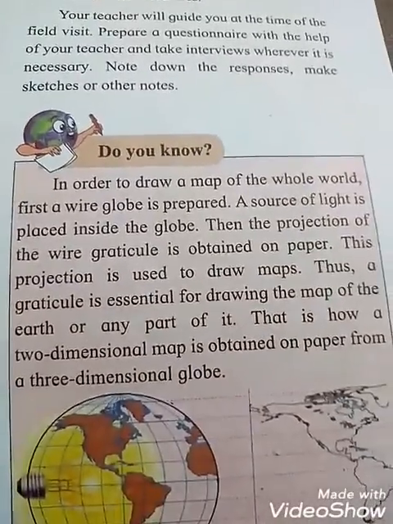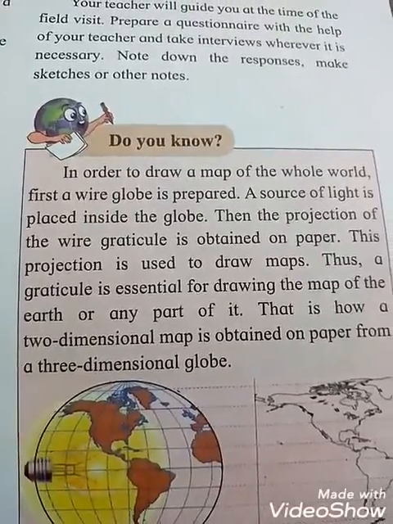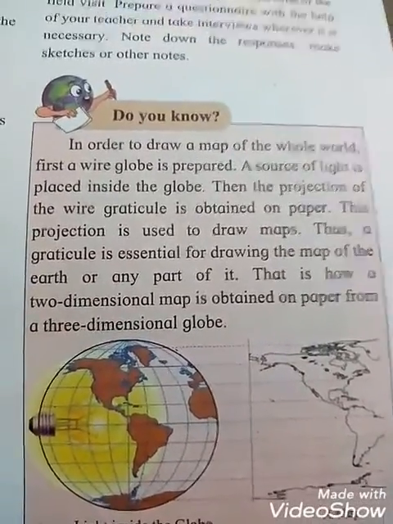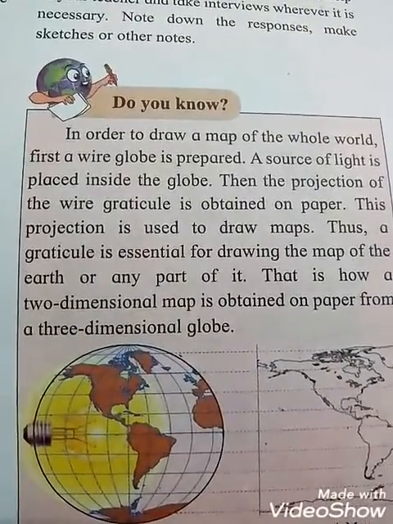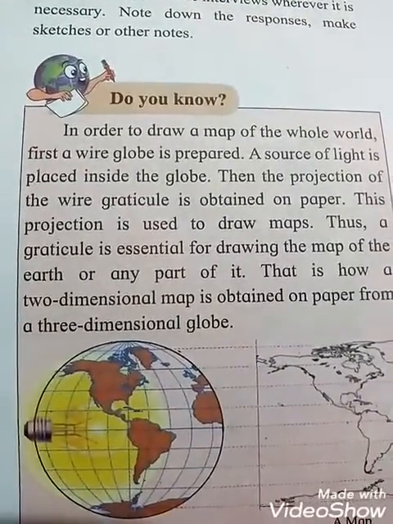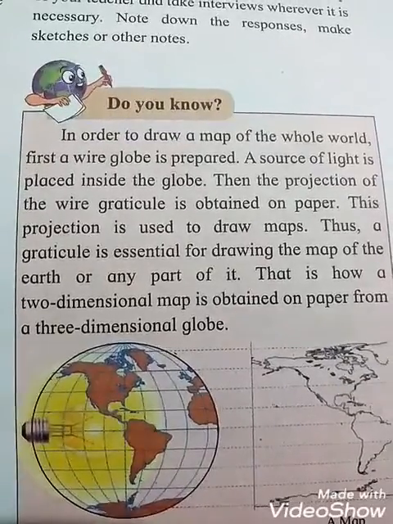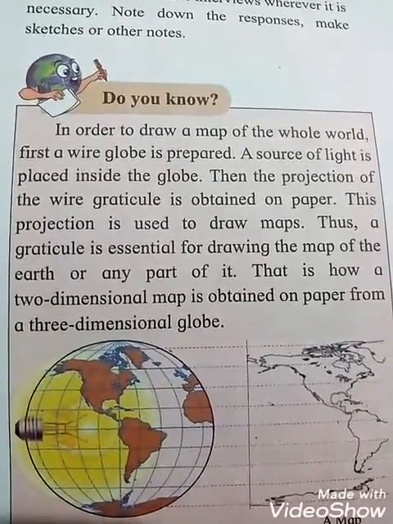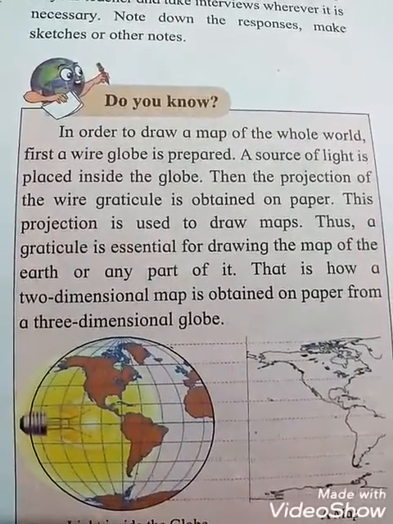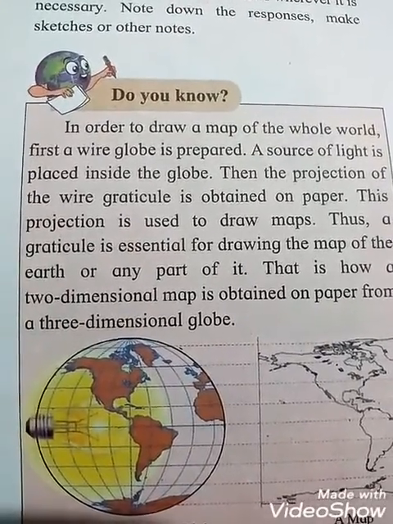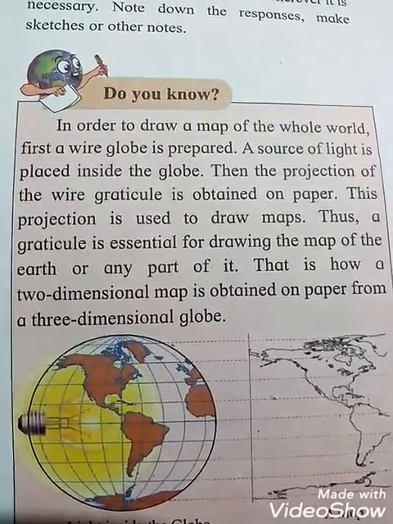Next one is, do you know, in order to draw a map of the whole world, first a wire globe is prepared? See students, in this picture how to make the globe. A source of light is placed inside the globe. Then the projection of the wire reticule is obtained on paper. This projection is used to draw a map, and this way you can learn how to draw the map.